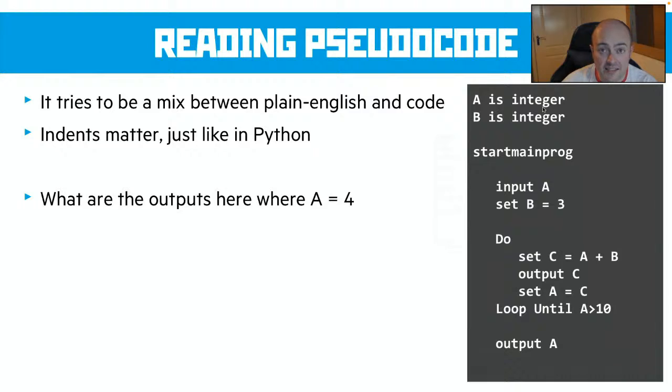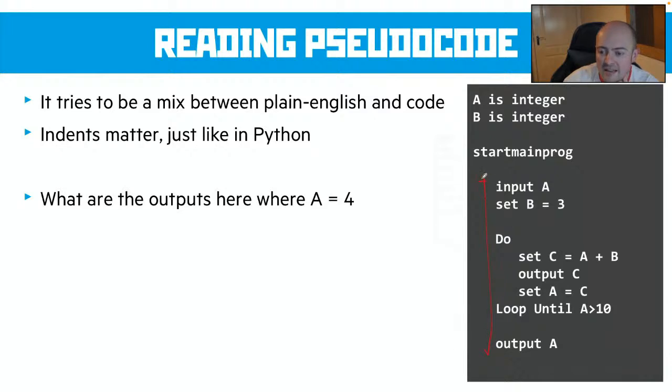A is an integer. A is a whole number. Okay. B is an integer. B is a whole number. Okay. Start main prog. What could that mean? Scratch your head. Oh, start main program. Of course it is. That's exactly what it is. And the main program is this stuff.